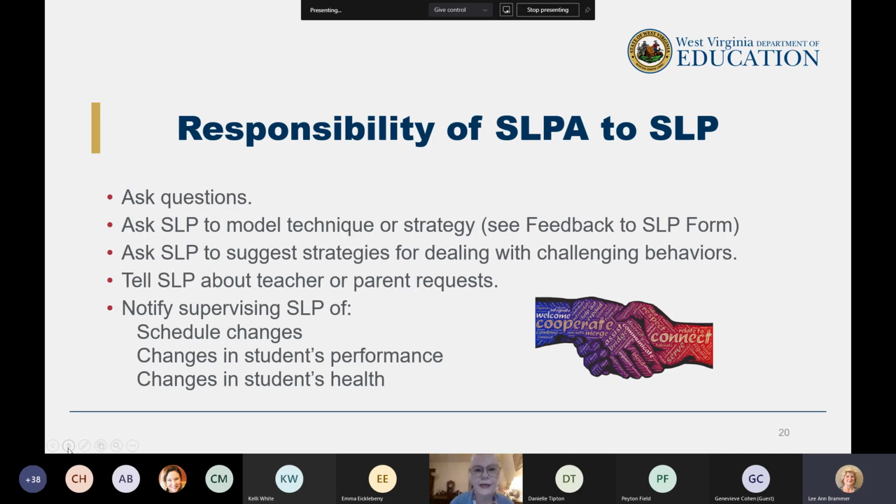What is your responsibility to the SLP? This is big. I think this is critical, and I think you need to give yourself permission to do this. You ask questions. Sometimes everybody just has small talk and they just kind of go through the process of peeking in and observing, and there's no discussion about those students that you're having issues with, or questions that you have about, well, why are you doing that on the IEP? I don't understand. It seems to me that it would be better to work on this first, or he seems to respond better this way. Ask questions. It's okay. Ask the SLP to model a technique or a strategy.